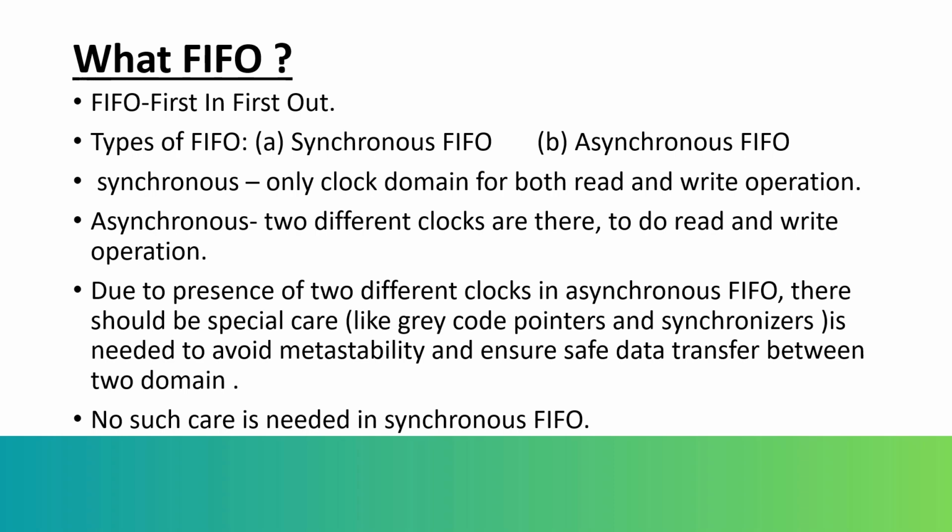So now we will discuss the types of FIFO. There are two types of FIFO. The first one is synchronous FIFO and the second one is asynchronous FIFO. The words synchronous and asynchronous refer to their timing references. In synchronous FIFO, there is only one clock domain, whereas in asynchronous FIFO, there are two clock domains to do read and write operation. Due to the presence of two different clocks in asynchronous FIFO, special care is needed to avoid metastability and ensure safe data transfer between two domains. By special care, I mean gray code pointers and synchronizers are needed. No such care is needed in synchronous FIFO as there is only one clock domain for both read and write operations. So in this video, we will only discuss synchronous FIFO, its design and verification using Verilog.